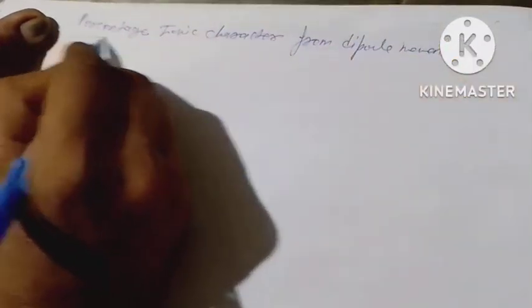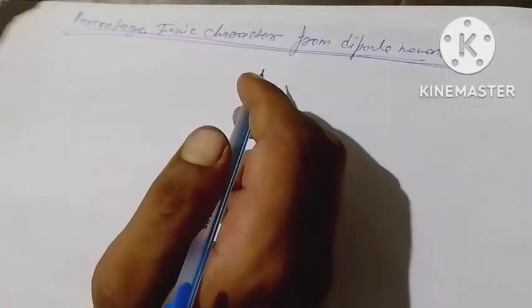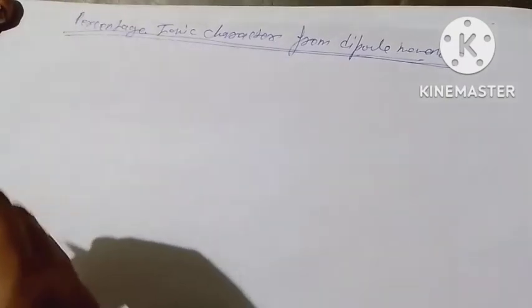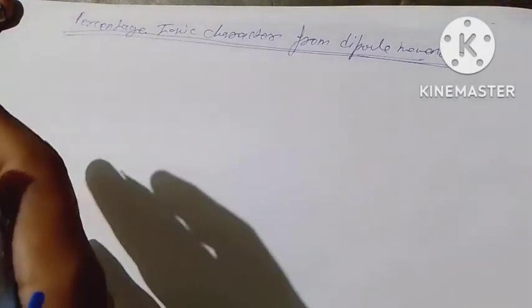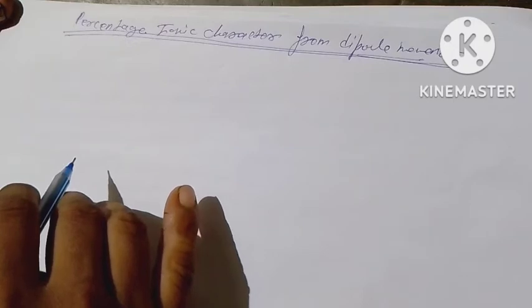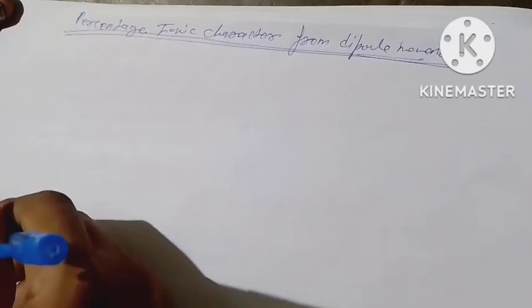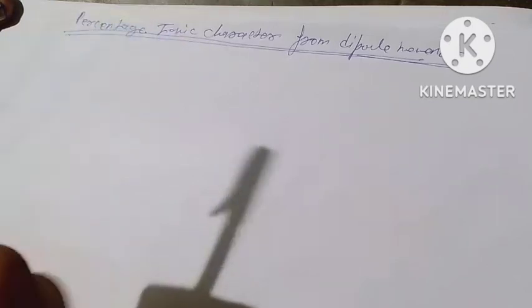Percentage ionic character from dipole moment. The most important application of dipole moment measurement is determination of percentage ionic character. It represents the extent to which a bond is permanently polarized. By measuring the value of mu, the percentage ionic or covalent character in a bond is determined.